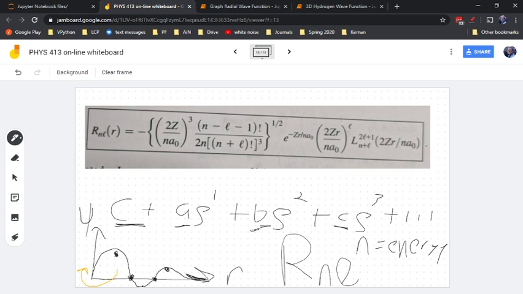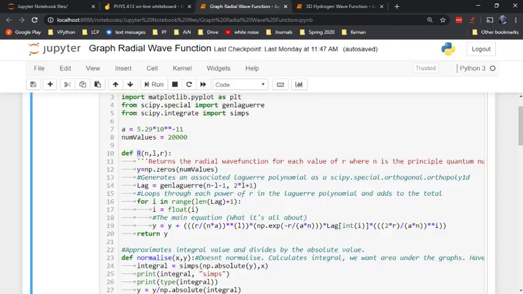Energy level here. And then L is your angular momentum value. So you see you've got these two subscripts, N and L, and you can see where N and L come into play in the normalization. Also, N comes into play here with how the polynomial gets scaled.